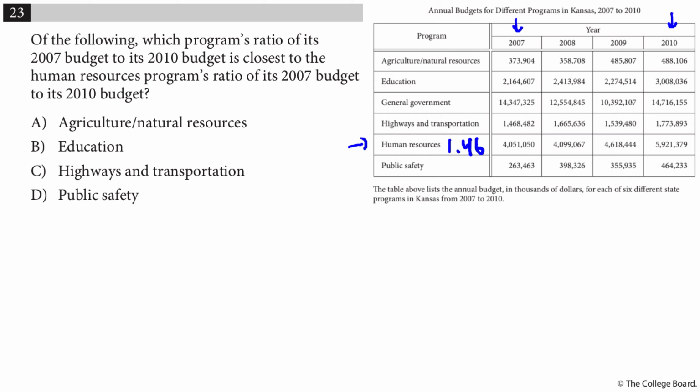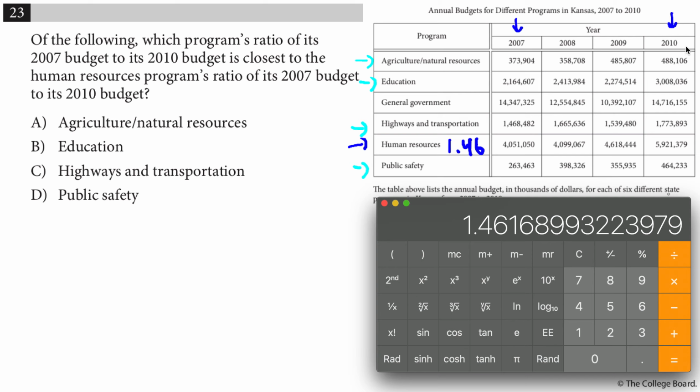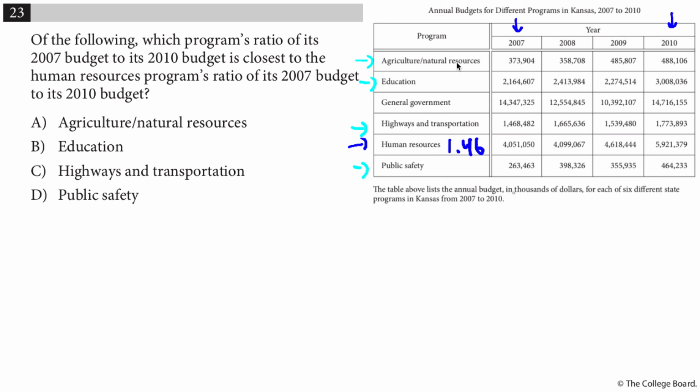And now I just need to see which one of these. Let me mark off which one I want. This one, education, highway transportation, or public safety. Which one of these has the closest fraction? So I'll go through and check those. So I'll do this divided by this. So 488,106 divided by 373,904, and I get 1.31. So that's probably not my answer, but I'll write it down just in case. I'll switch colors. All right, let's keep going.